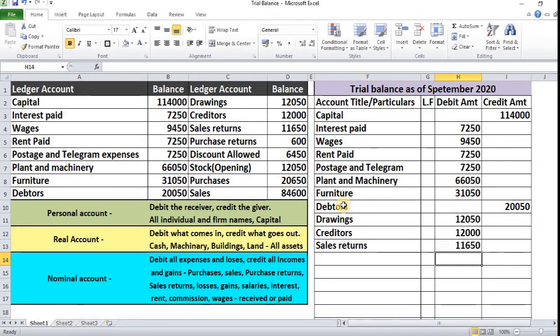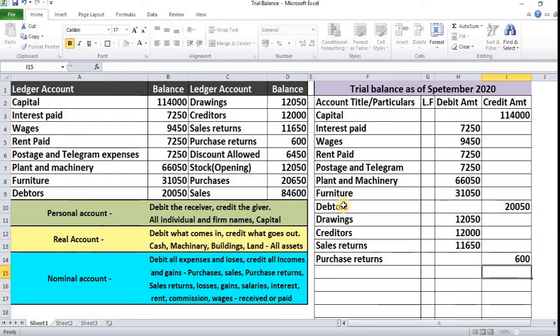Our next account is purchase returns. Purchase returns are considered as gain. So all gains come under nominal account. As per nominal account rule, incomes and gains should be credited. So we have to credit purchase returns. Now we will mention purchase returns in the particulars column, and 600 in the credit amount column.